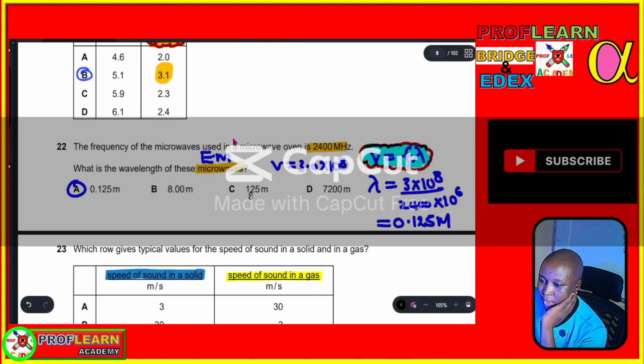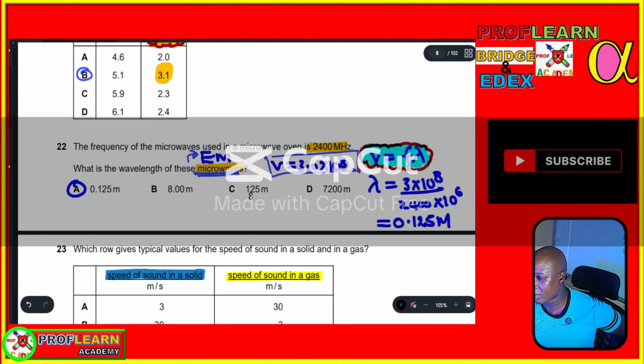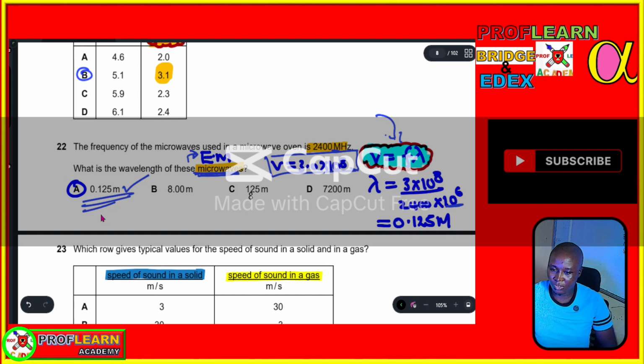The frequency of a microwave used is 2400 megahertz. What is the wavelength? The only thing that you are supposed to remember here is that a microwave is an electromagnetic wave, and it travels at the speed of light, which is 3.0 times 10 raised to power 8. Then you shall use the wave equation. So our wavelength will be speed over the frequency, but this frequency is in megahertz, so we shall multiply that by 10 power 6, and if you work it out, you are going to get our answer 0.125 meters, and the answer is A.